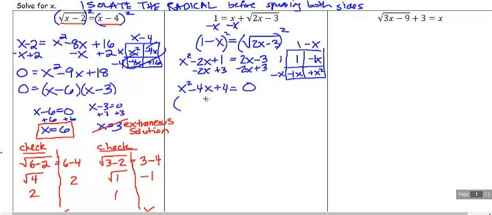Let's see if we can factor that one. What multiplies to 4? 2 and 2. But we want them to add up to negative 4, so let's go with negatives. That works because then they still multiply to a positive 4. And we get x equals 2 and x equals 2. Okay, so we get the same answer here. So really we only have to do one check.